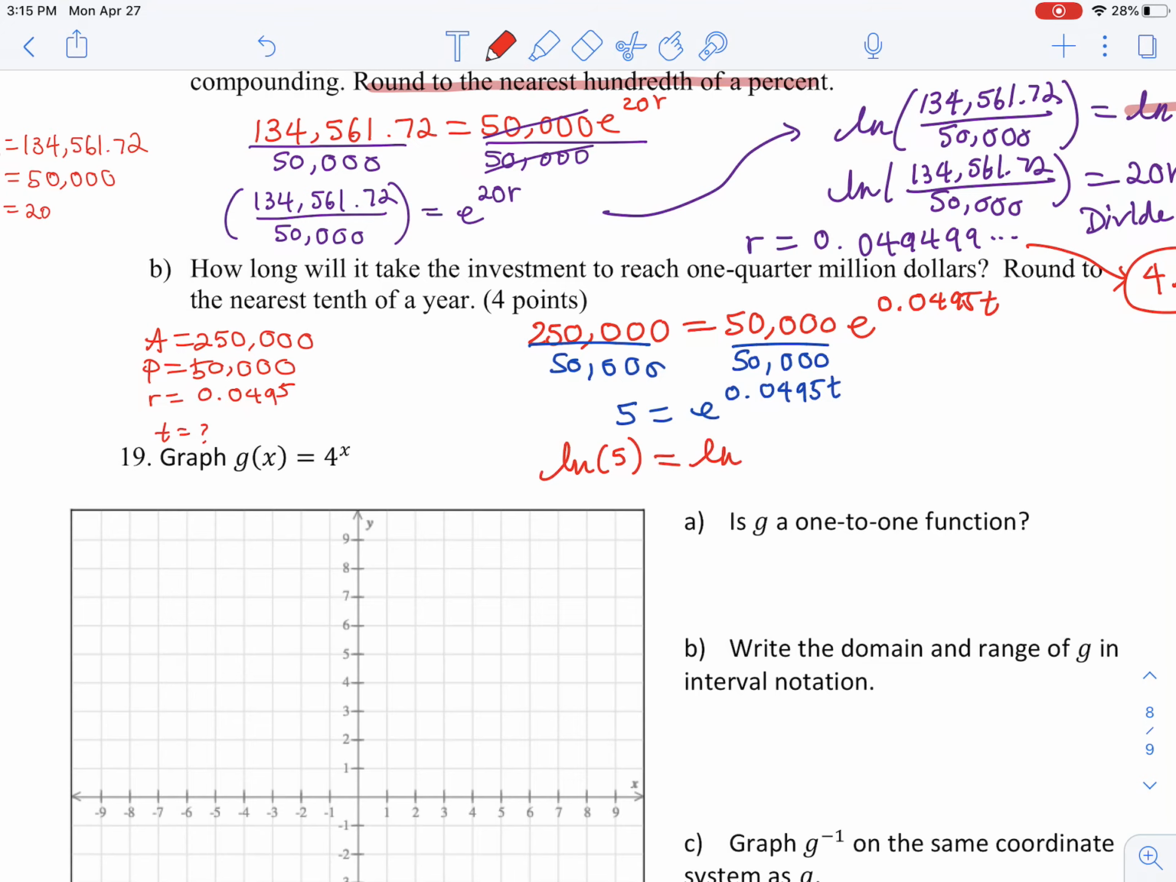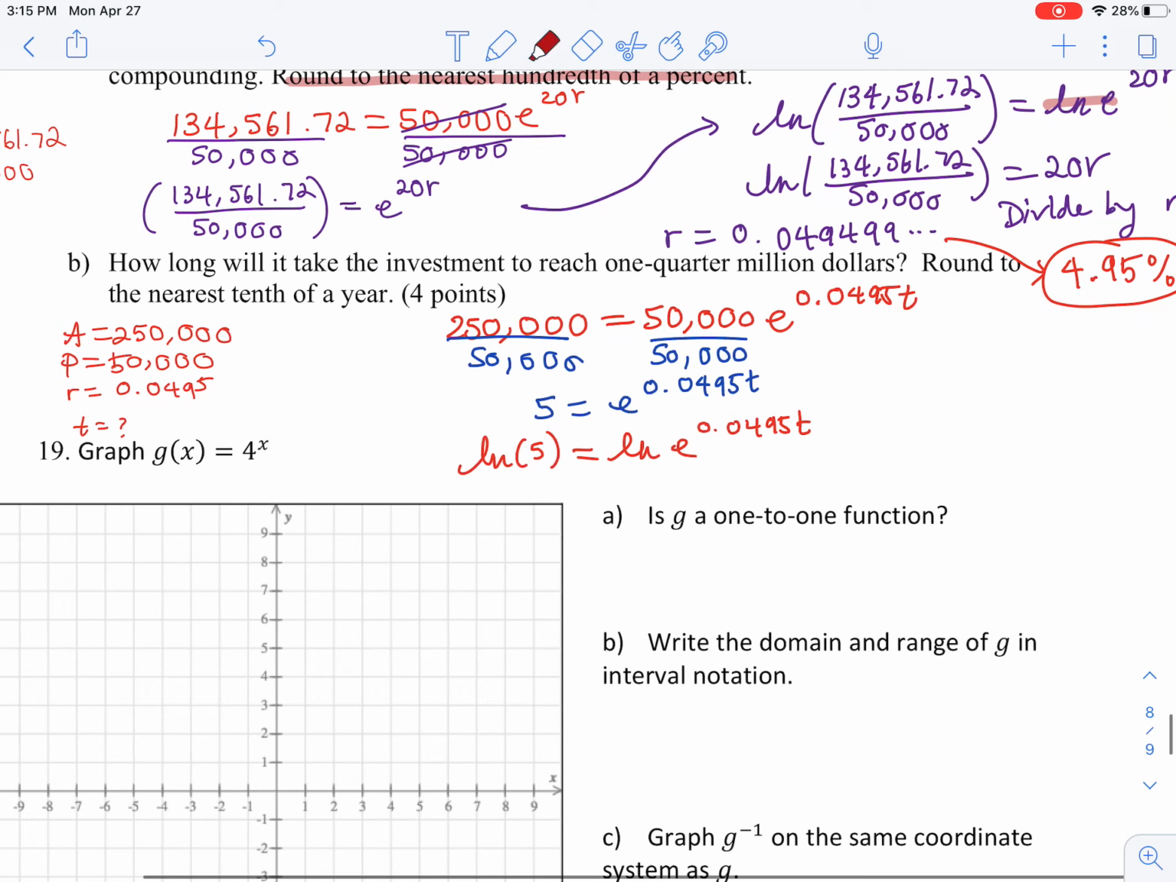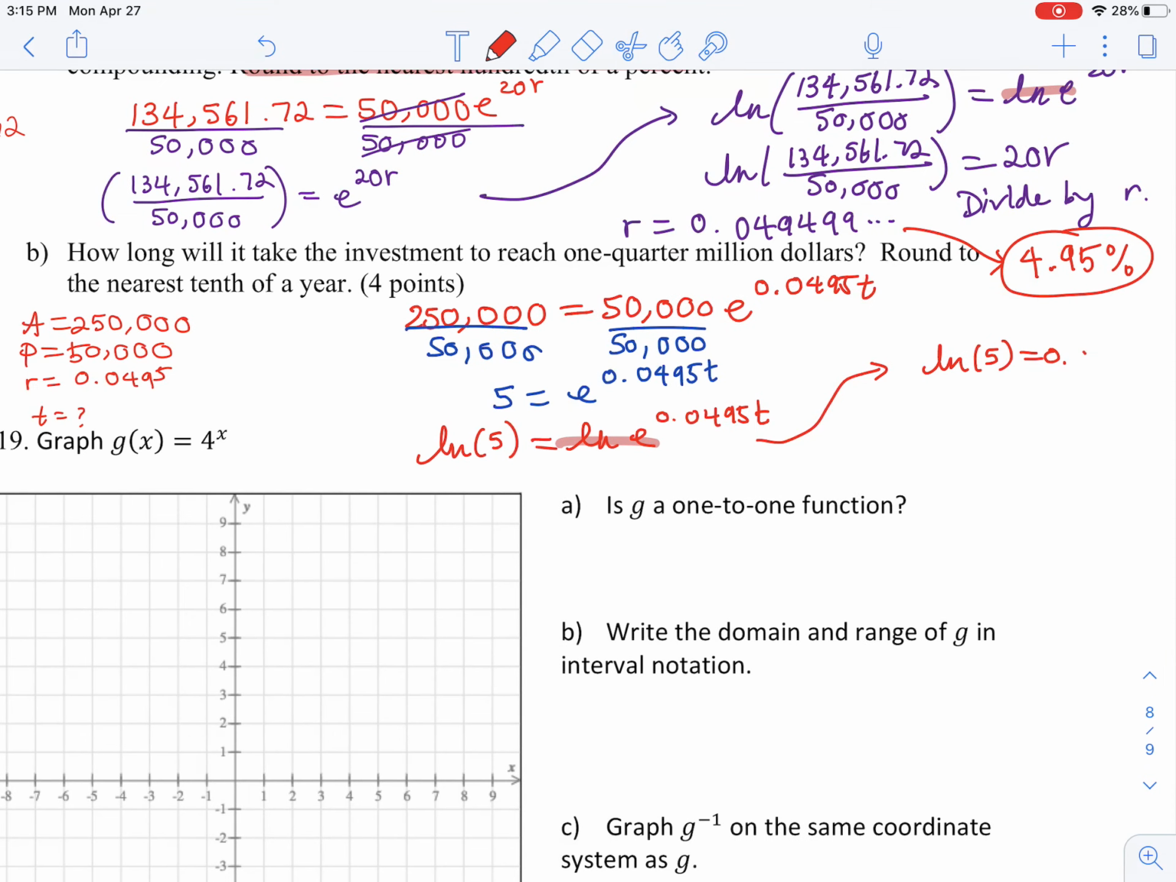Natural log of 5 is equal to natural log of e raised to the 0.0495t. And then as you can tell, this natural log expression is now gone. We're going to have natural log of 5 equals 0.0495t. Therefore, t is equal to natural log of 5 divided by 0.0495. You guys did this problem for me on your last week's classwork. So just a review. If you go ahead and type this in, you will get 32 point. Now, how did they want you to round it? Nearest tenth of a year.